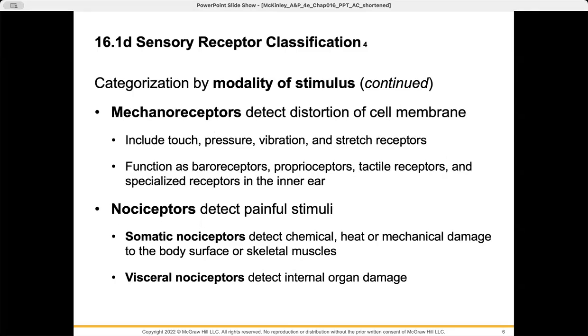Our last two are mechanoreceptors and nociceptors. Mechanoreceptors detect distortion in the cell membrane. This distortion we would call mechanical force, which is why they're called mechanical receptors. They detect touch, pressure, vibration, and stretch. So some of your mechanoreceptors are going to be proprioceptors. The last one is nociceptors, and we learned those previously. They detect pain. And we can have pain on the outside of the body, right? Nociceptors, or internally, which we would call visceral nociceptors.